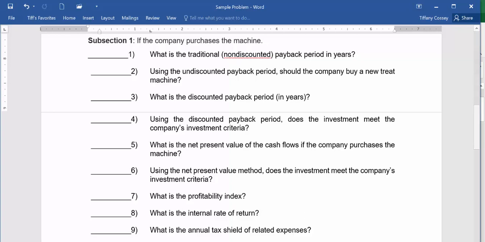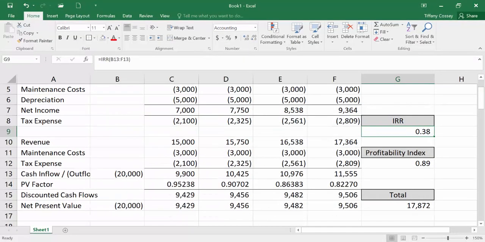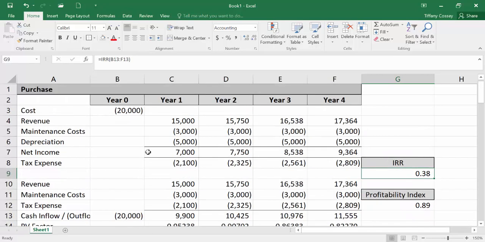Then question 9 asks, what is the annual tax shield of related expenses? This one is a standalone question. It doesn't go back and affect any of these other calculations that we've done. It just wants you to take the information that you already know and calculate an amount. Remember, the tax shield is how much tax the company saves due to having expenses recorded on its books. And so the tax shield associated with this investment would be the tax rate times the expenses taken into consideration for net income. In this case, maintenance costs and depreciation.